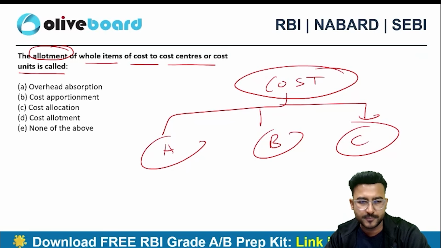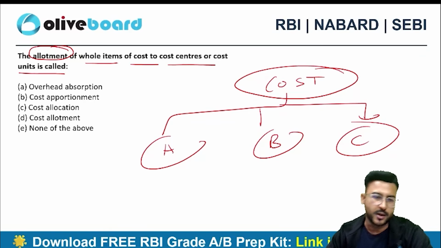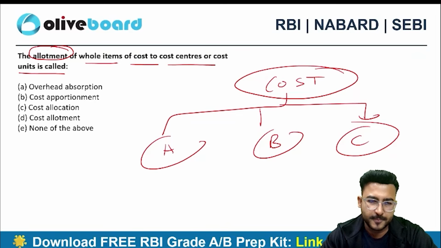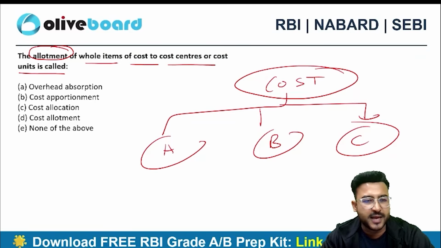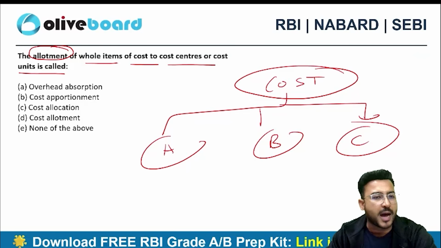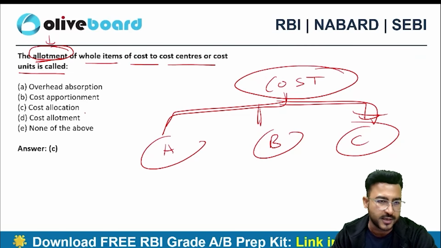What is it all about? Overhead absorption, cost apportion, cost allocation, cost allotment, or none of the above. Now you must be confused between apportion and allocation, right? Apportion and allocation is the real confusion point here. Because I am allotting the cost, I already know what cost belongs to which department or cost center. So here cost allocation becomes the correct choice.